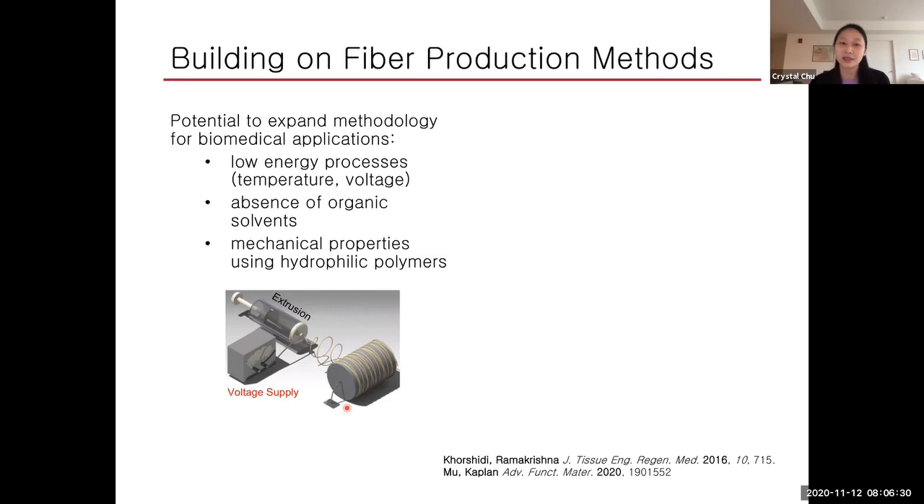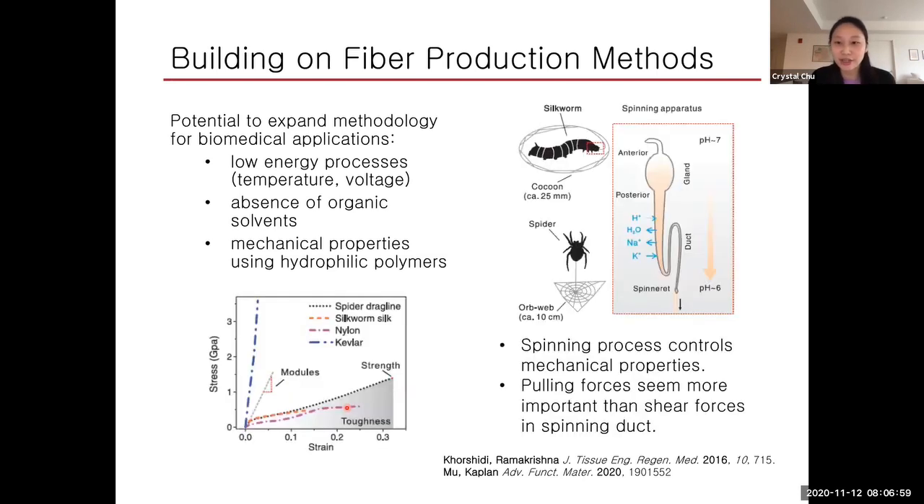Oftentimes in some of these processes, we need to use hydrophobic polymers to get the mechanical properties we want, and then go through some sort of reoptimization or coating process to make the materials more biocompatible after the fact. So these were some of the criteria that we wanted to really look at in developing a complementary production method for bioinspired fibers. Right, so what better way to develop bioinspired material than to look at how nature has already been able to achieve these things.